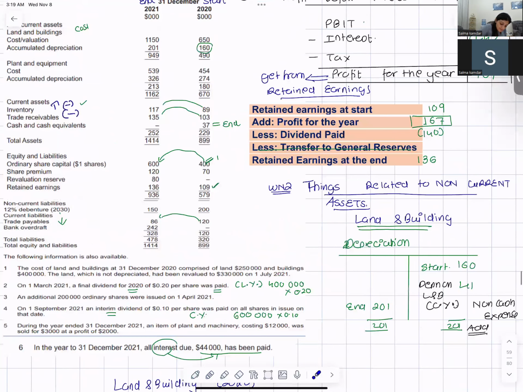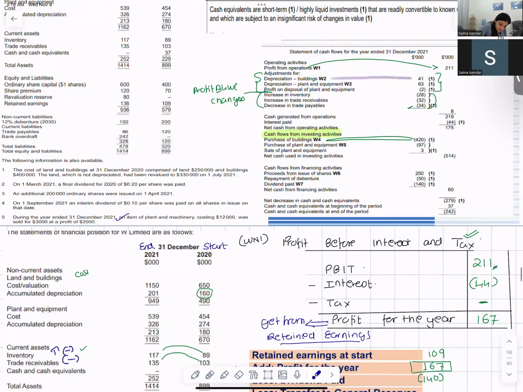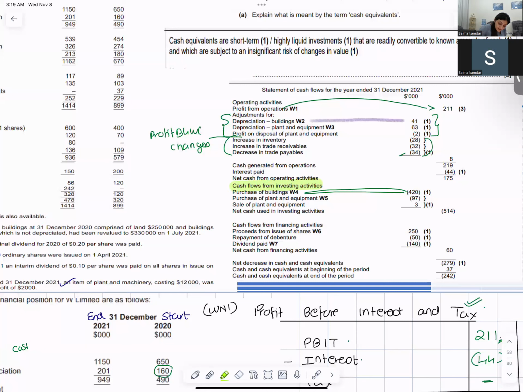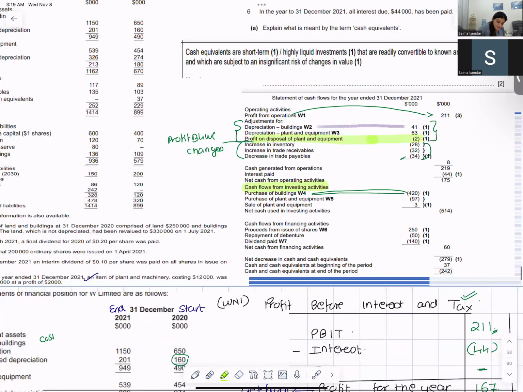Profit on disposal of your plant and machinery. The profit is 2,000. Okay, it is non-operating income, so it will be subtracted. And your sale of plant and machinery, that is your selling price, is investing activity. You have received the money from the sale of investment which was in plant and machinery. This will be added back.